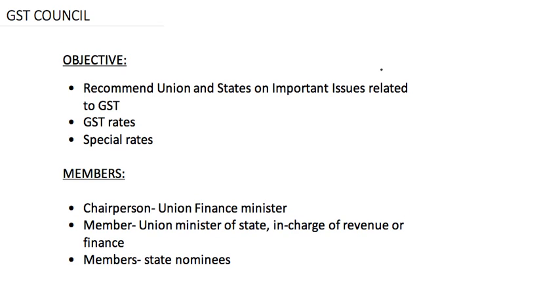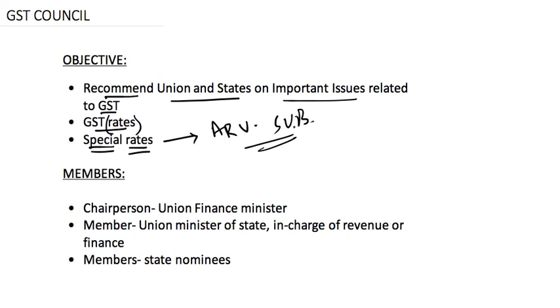The council, this is very important. The objective of the council is threefold. First of all, to recommend to the Union and states on important issues related to GST. This is very broad, so anything which comes under GST and looks important to the GST Council can be taken up by them. To recommend on GST rates, so the council will be the one deciding upon the rates, and also to decide upon special rates. Special rates are described by the Arvind Subramanian committee. You can look up that committee's recommendations about special rates.